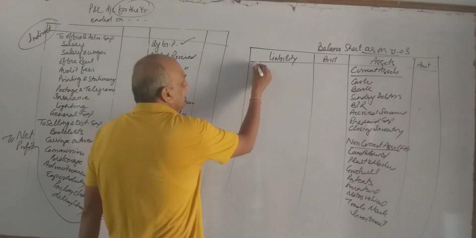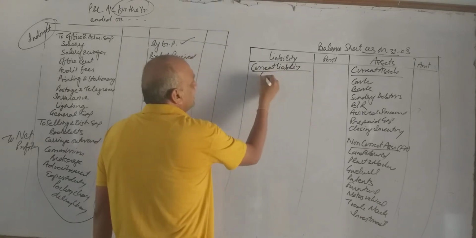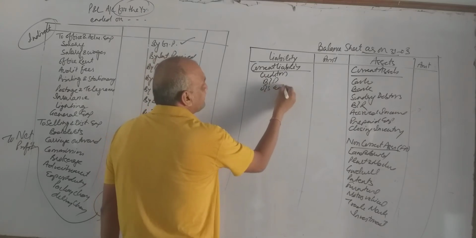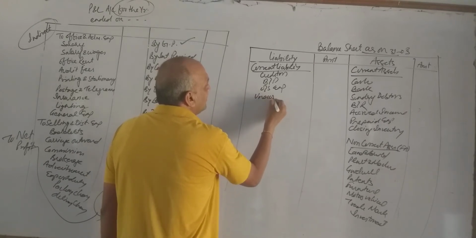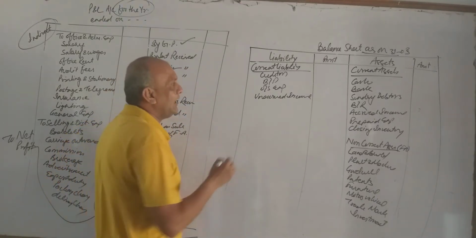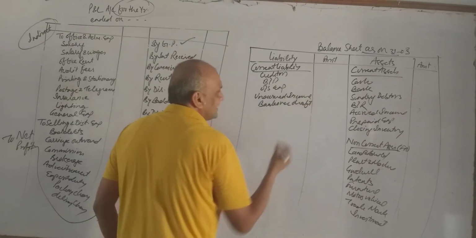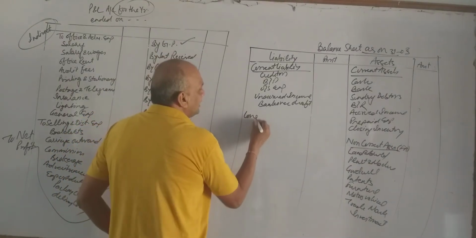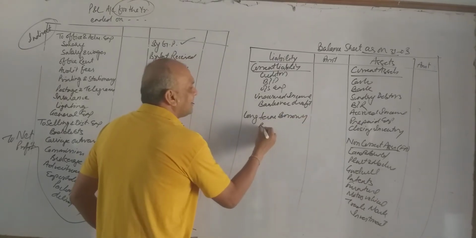Right? Now this side, current liabilities. Current liabilities are creditors, bills payable, outstanding expenses, unaccrued income or unearned income. Right? Then we have bank overdraft. These are all our current liabilities, the liabilities which are to be paid within 1 year. Then here long-term liabilities or borrowings, like bank loan, etc.